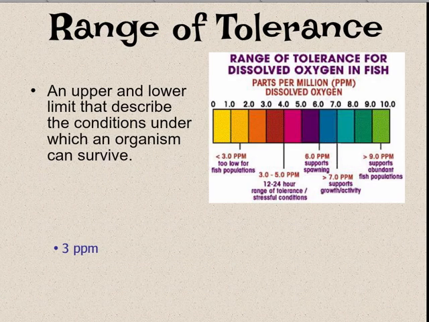Okay, the carrying capacity is dependent on an organism's range of tolerance. How much food do they need to survive? How much oxygen do they need to survive? What temperatures can they survive? Is it a range of temperatures or only a very specific temperature? So the range of tolerance is defined as an upper and lower limit that describe the conditions under which an organism can survive.